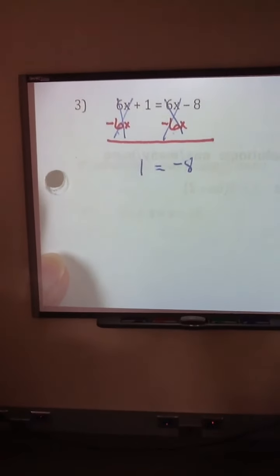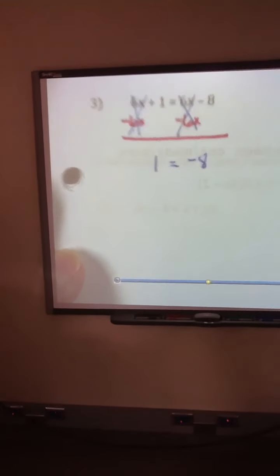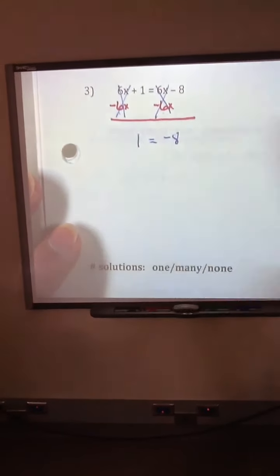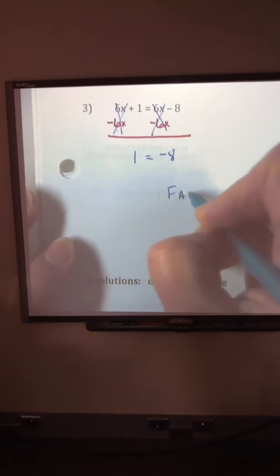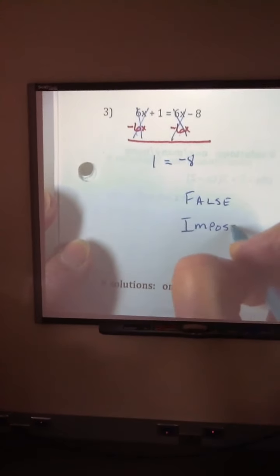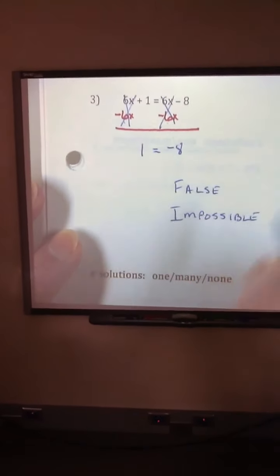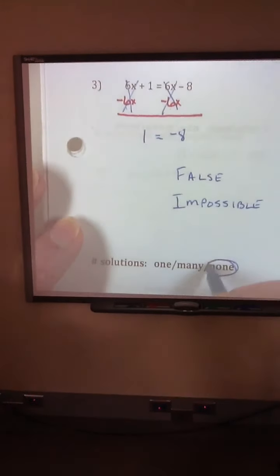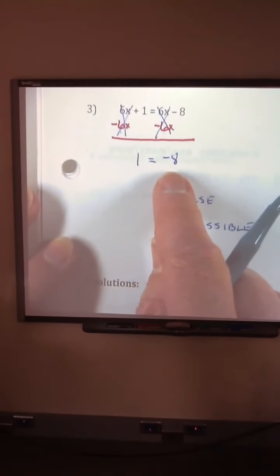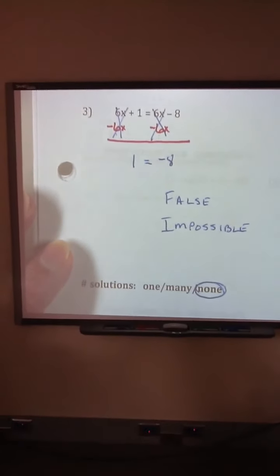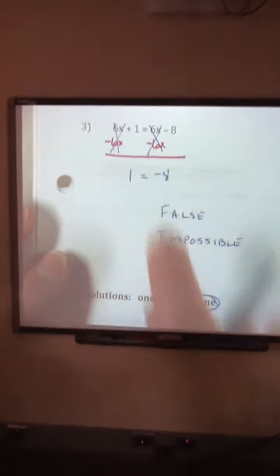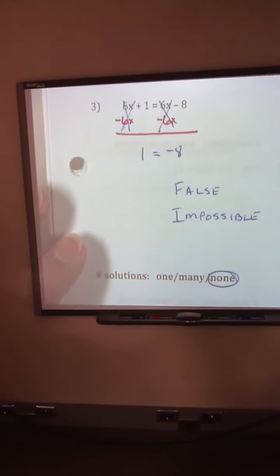What happens is I have a statement which is impossible. Okay? Positive 1 can never equal negative 8. We say that it's a false statement. We can say that it's impossible to have. But this would be an example of an equation in which there would be no solution, because the variables get eliminated and we are left with something that numerically is impossible to have. So because there is no value for x that would ever make that true, we have no solutions to this equation.